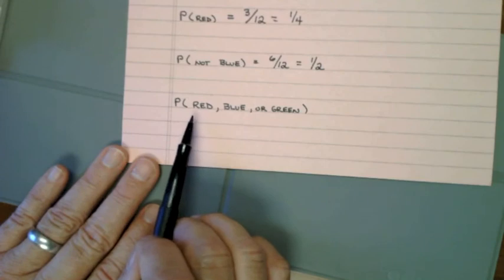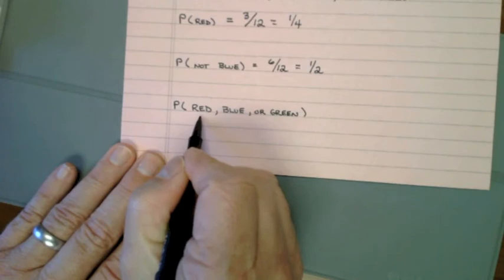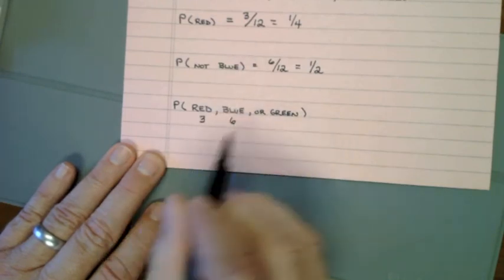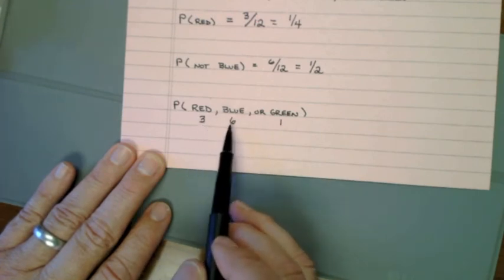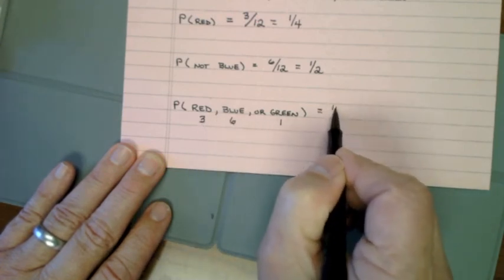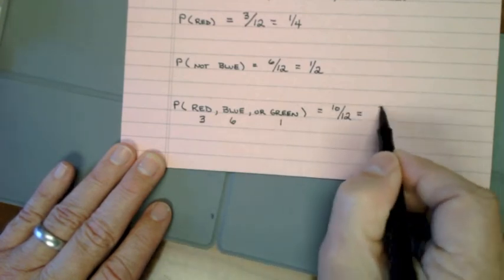What's the probability of getting a red one, a blue one, or a green one? I take the red, which is 3, the blue, which is 6, the green, which is 1. I add all that up. 3 plus 6 is 9, plus 1 is a total of 10 out of the 12 possible, and I always reduce this. So to find the probability, you simply divide. You take the favorable outcomes and put it in the top, and the total that there are in the bottom, regardless of what type of problem they give you.